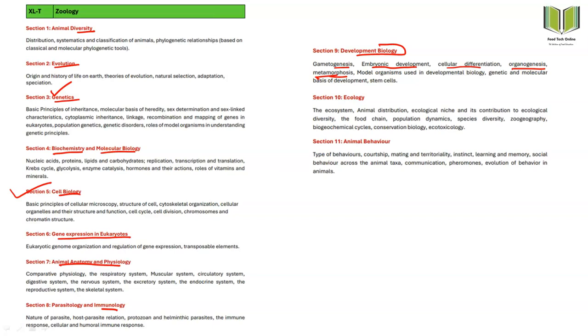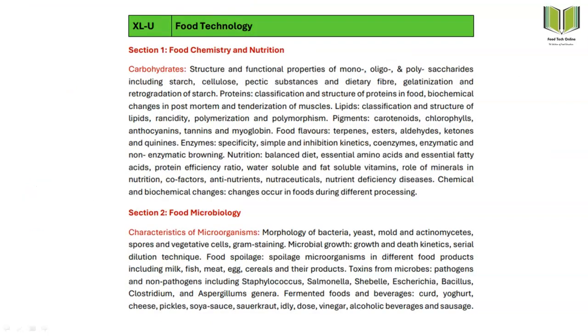Then ecology, the ecosystem, and how animals behave in the environment, which we are able to see. Then there comes the most important portion, the food technology section. The first section in food technology is food chemistry and nutrition. Briefly, or in simple language, you can say the syllabus is of human nutrition only.